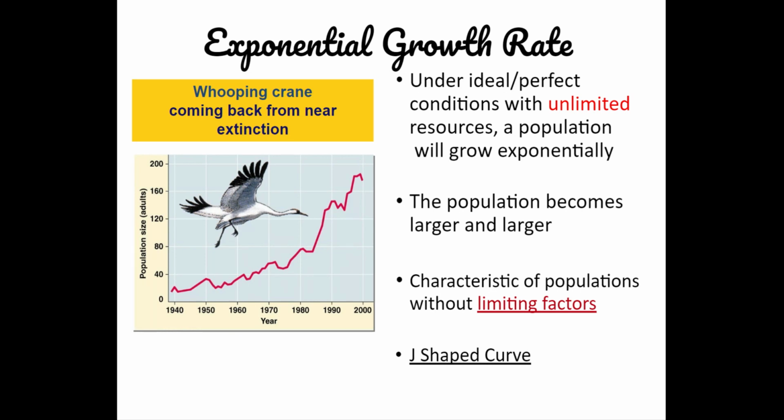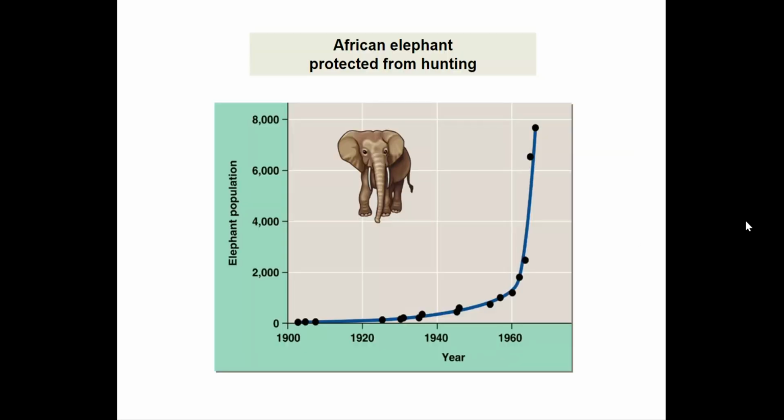When we look at the graph, typically the graph is going to be in a J shape. So if you look at our graph here, the general shape of your data is in a J. If we take a look at another example for the elephants, you'll notice that the graph is in the shape of a J and the population size is going to grow. It's going to get larger and larger.